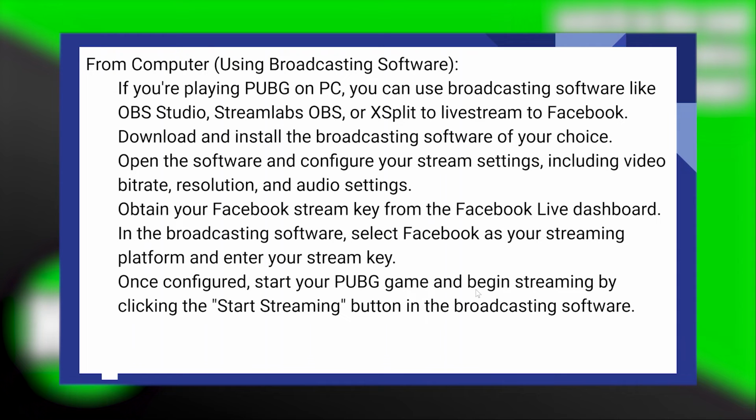In the broadcasting software, select Facebook as your streaming platform and enter your stream key. Once configured, start your PUBG game and begin streaming by clicking the Start Streaming button in the broadcasting software.